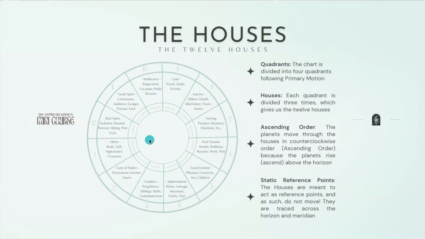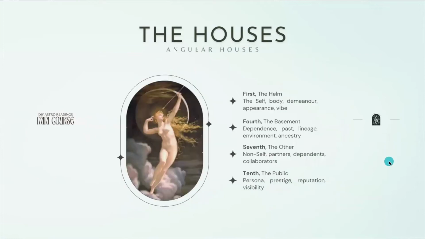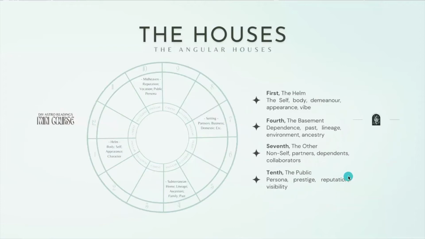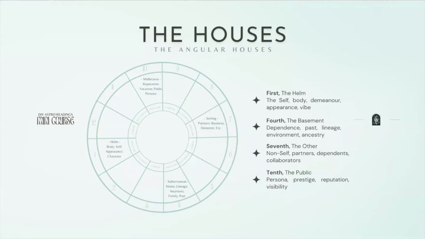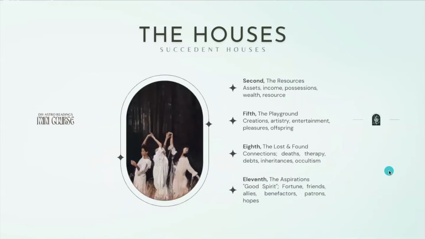And so we've got angular houses, succedent houses, and cadent houses. The angular houses are the 1st, 4th, 7th, and 10th. This is going to come up again when we get to the actual how-to section of this webinar. I should clarify, angular houses are called as such because they host the angles. They host the ascendant and descendant, which is the self and the other. And they host in the 4th and the 10th, respectively, the IC, the Imum Coeli, and the MC, also known as the midheaven. These angles are not actual physical bodies or points in space. They are calculations, but they're very important.